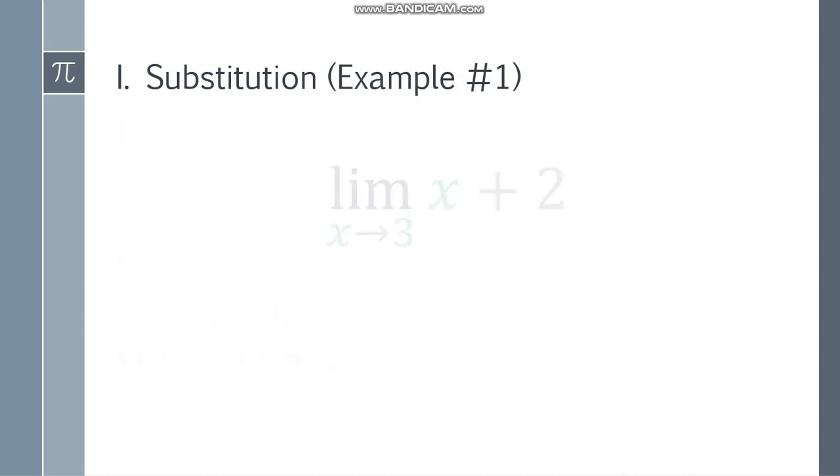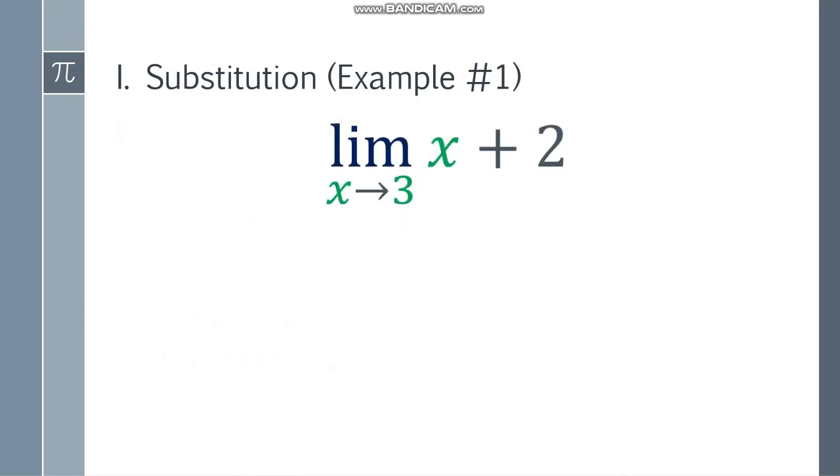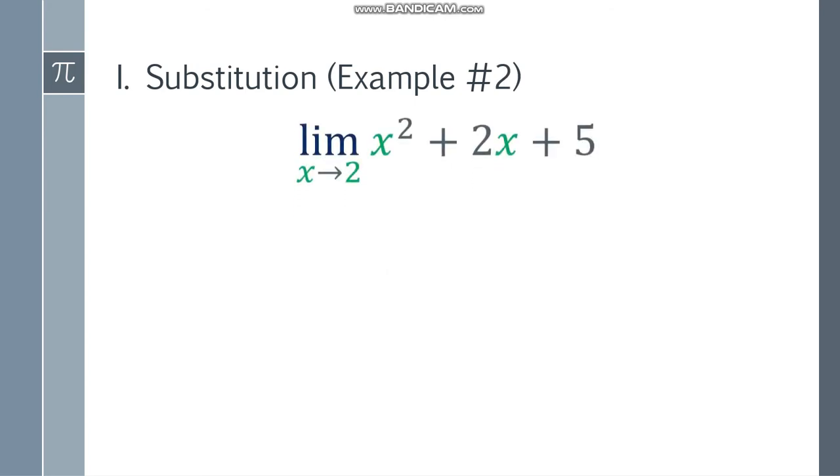First example also. What if we have like this? The limit of the function x plus 2 as x approaches 3. We can just directly substitute 3 to x. So that will be 3 plus 2, and 3 plus 2, that will be 5. So easy, right?